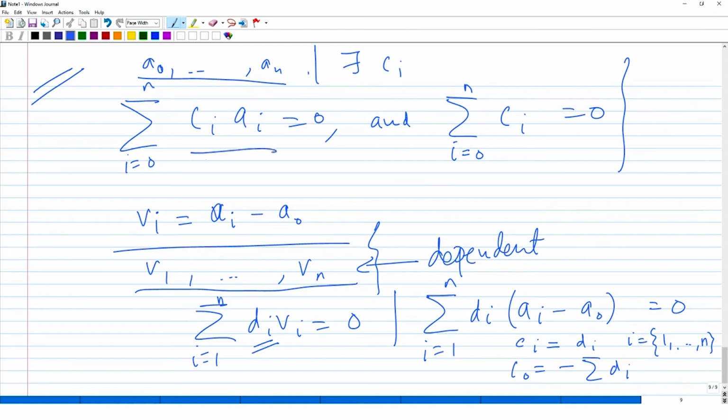I will get this, right. I have found some set of ci's, again not all equal to 0. How am I getting not all equal to 0? Because some of the di's are not equal to, has to be not equal to 0. So, I will find a non-zero ci from here itself, from 1 to n. This may be equal to 0, I do not care. I need to find at least one, that is good enough.